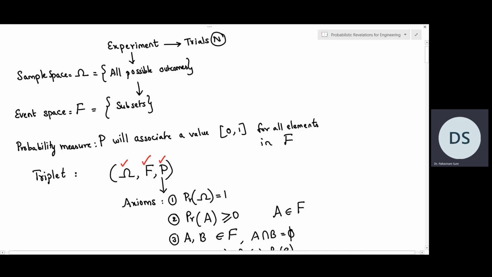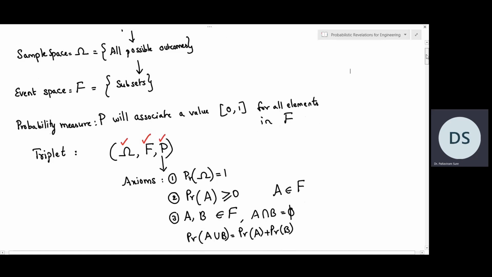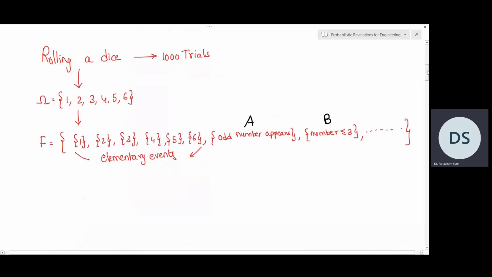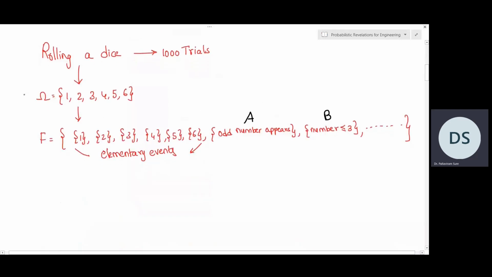In my previous videos, I have shown you the probability triplet, which comprises the sample space, the event space, and a probability measure that satisfies three different axioms. We also saw an experiment called rolling a dice, and all the possible outcomes present in the sample space are 1 to 6.